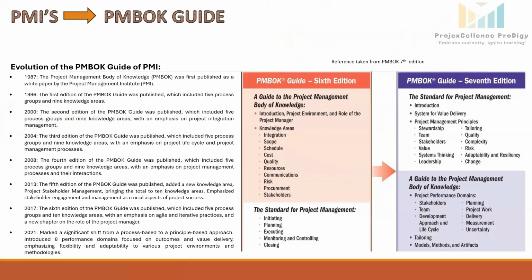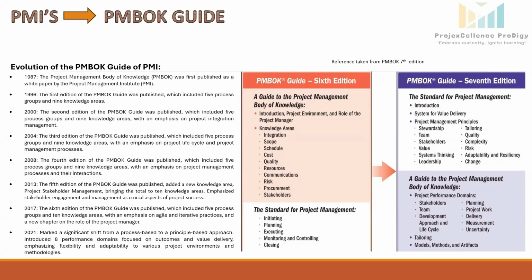In 1987, the Project Management Body of Knowledge, PMBOK, was first published as a white paper by the PMI. In 1996, the first edition of the PMBOK guide was published, which included 5 process groups and 9 knowledge areas. In 2000, the second edition of the PMBOK guide was published, which included 5 process groups and 9 knowledge areas with an emphasis on project integration management.